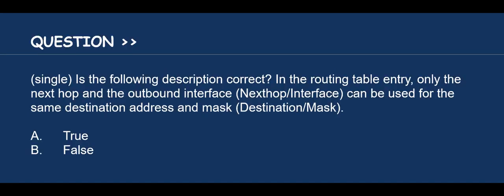The next question is, is the following description correct? In the routing table entry, only the next hop or the outbound interface can be used for the same destination address and mask. The options are: option A, true. Option B, false. The correct answer is option B.